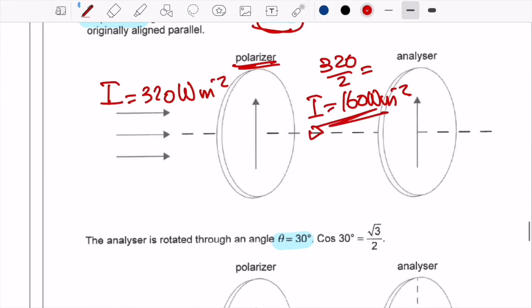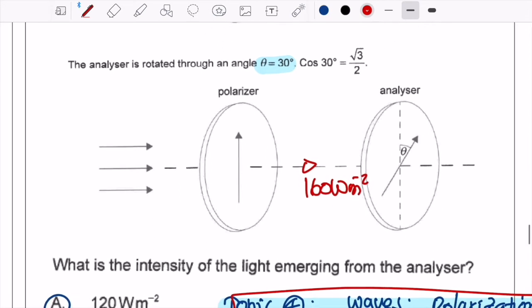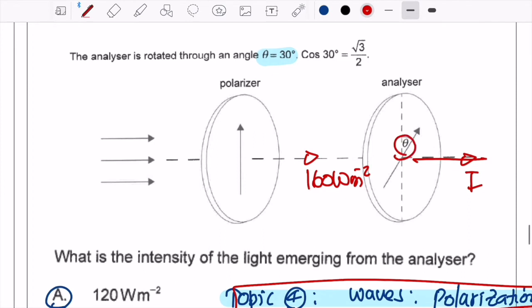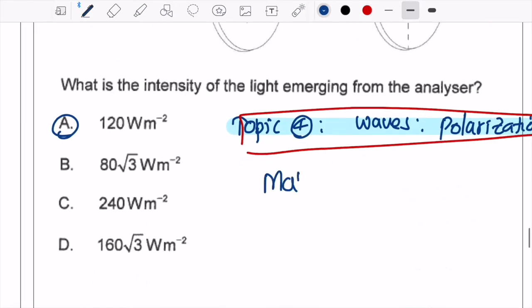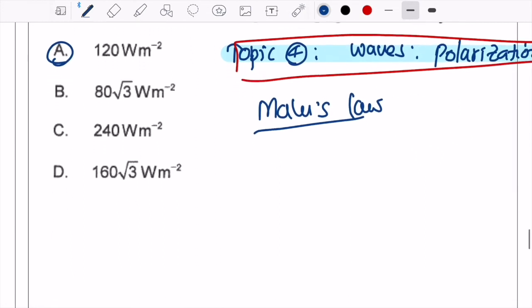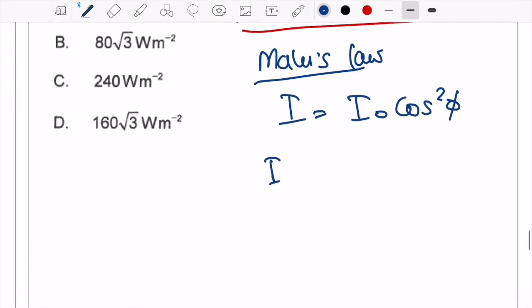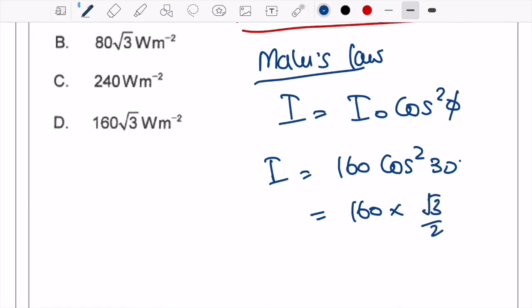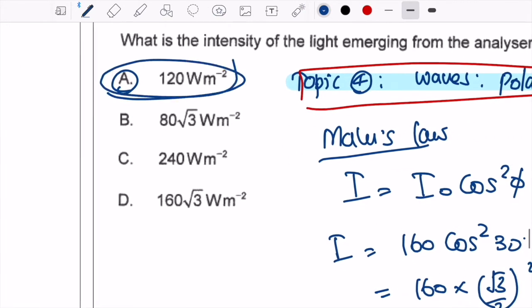Now this polarized light comes into the analyzer. This is 160 watt per square meter. Now how much comes out of this? It depends on this angle. They say the angle is 30. Now this is called Malus's law. What is Malus's law? You remember the equation, I equals I naught cos squared phi, right? So I equals 160 cos squared 30. Cos 30 is square root 3 over 2, squared. So you will get 160 times 3 over 4, 120 watt per square meter. So answer is A.